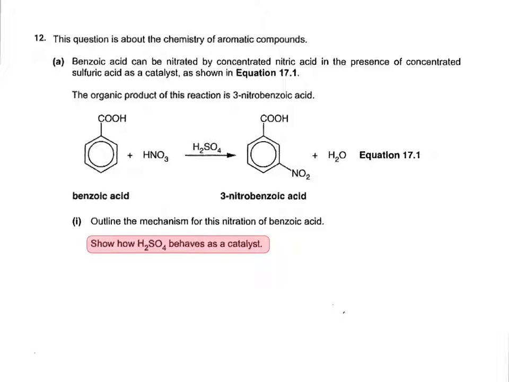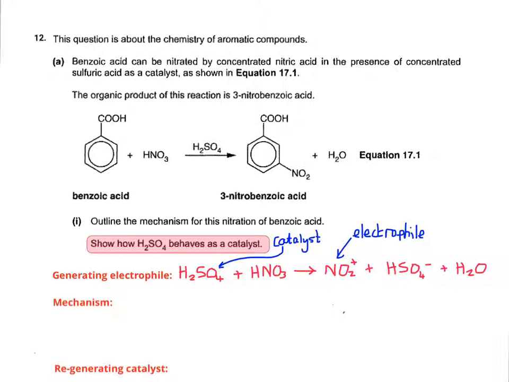So looking at the instructions, it tells you to show how H2SO4 behaves as a catalyst. So you'll need to show how it's used to generate the electrophile, to draw the mechanism as well, and then show how the catalyst is regenerated. So that's the equation we want, and just to clarify what the catalyst is and what the electrophile is.